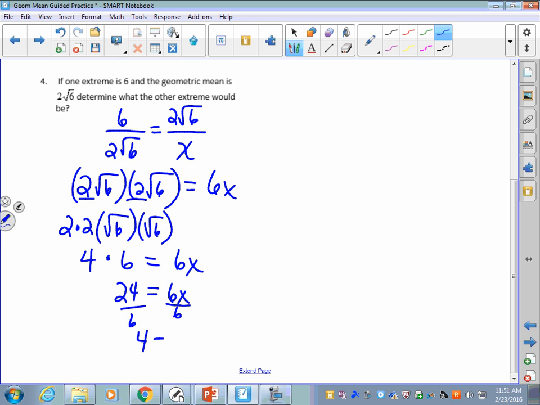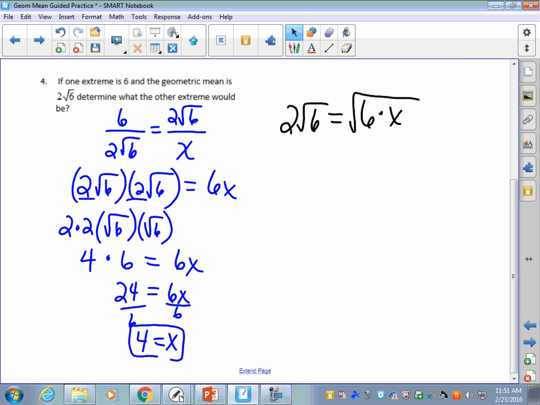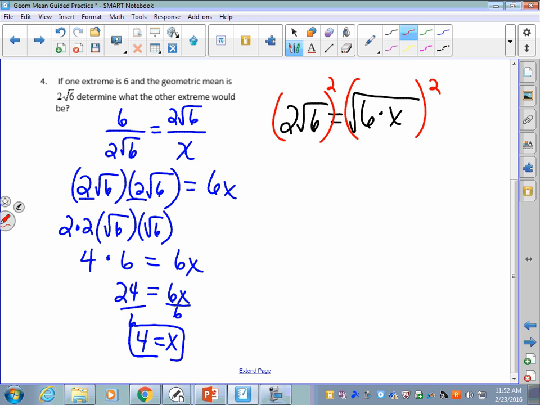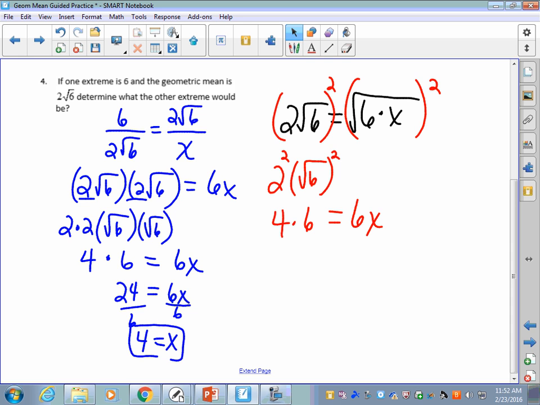You know this already. So you could set up the proportion, or because I know the answer, 2 square root of 6 is the geometric mean, 2 square root of 6 equals the square root of 6 times some number. Well, to get the x, I'm going to square both sides. When I'm squaring 2 square root of 6, I'm squaring the outside number, which is the 2, and I'm squaring the radical 6, which gets rid of the radical, so I'm getting back to 4 times 6. And then this gives me 6x, and I'm back to where I was on the other one. So I'm not really going to stress the method.